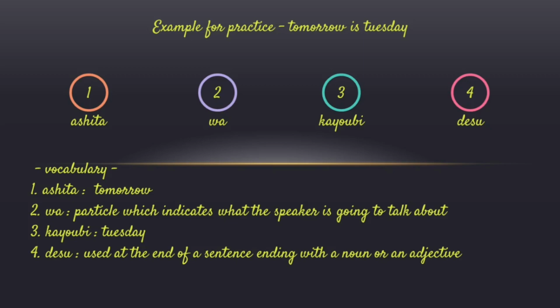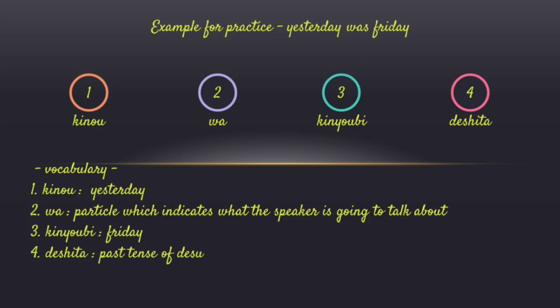Wa is the particle which indicates what the speaker is going to talk about, and this is used at the end of a sentence ending with a noun or an adjective. Let me take another example. How do we say yesterday was Friday? Yesterday is kino and Friday is kinyobi. So in Japanese they will say kino wa kinyobi deshita. Wa is the same particle, but in this example we have a new word, deshita, which is actually the past tense of desu. Yesterday is past compared to the present moment, and so deshita is used instead of desu.